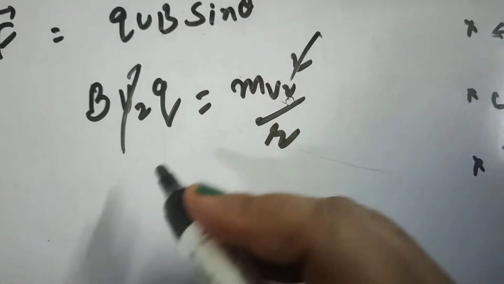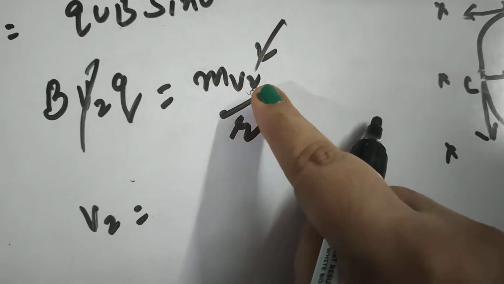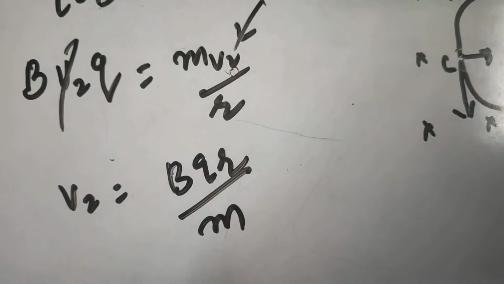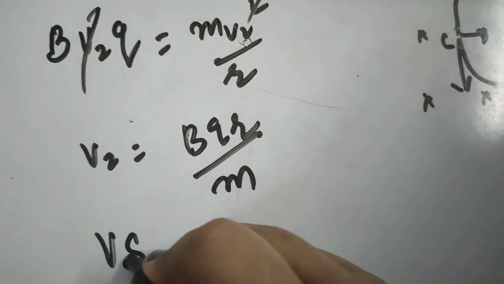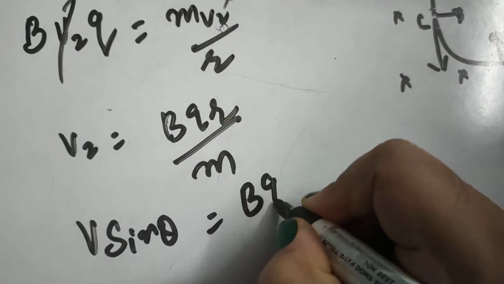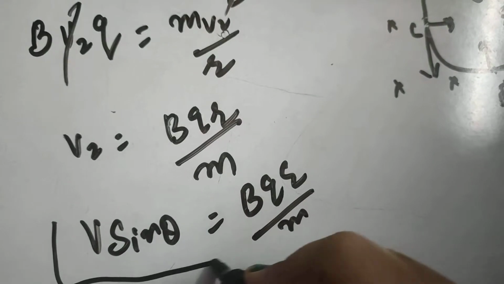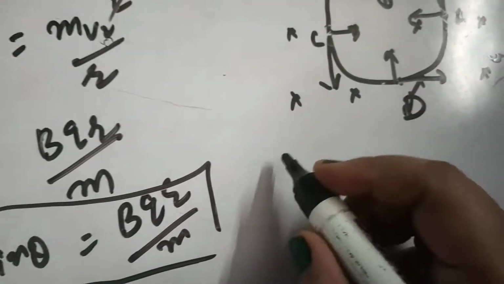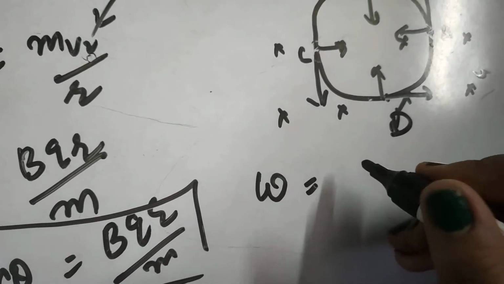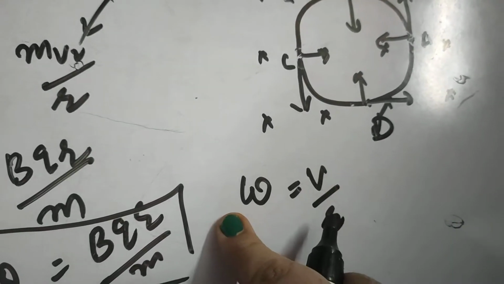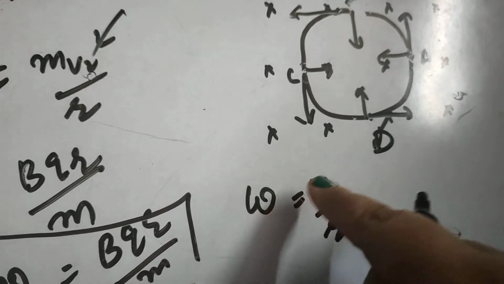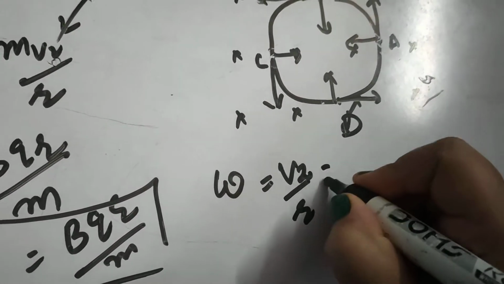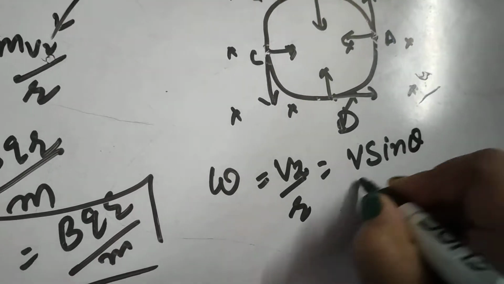So V₂ and V₂ cancel out. We can find out V₂ here. V₂ is BQr by m. Or we can say that V₂, which is V sin theta, is equal to BQr by m. Now if we want to find out the angular velocity of the rotation of the particle in the magnetic field, then that will be given by omega. We know the relation between angular velocity and linear velocity is omega is equal to V by r. Now V here is V₂, or we can write this as V sin theta by r.